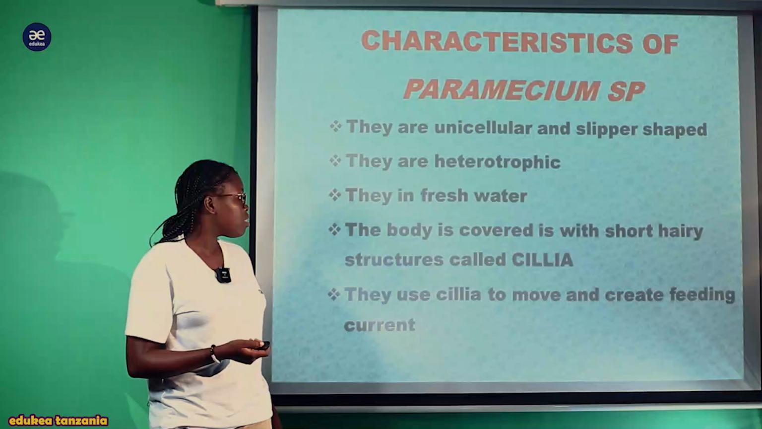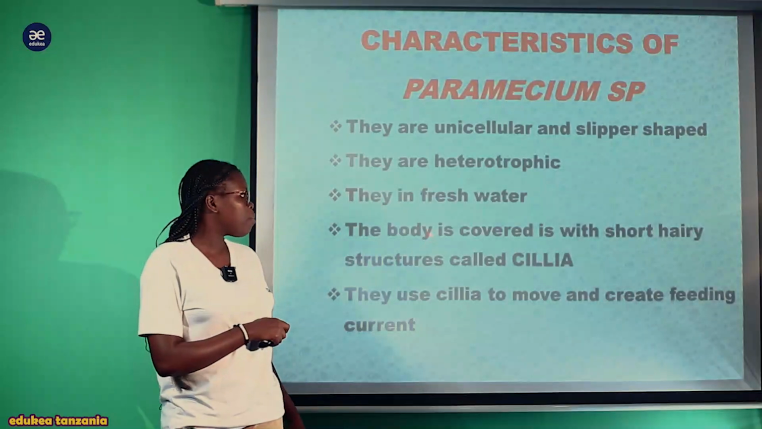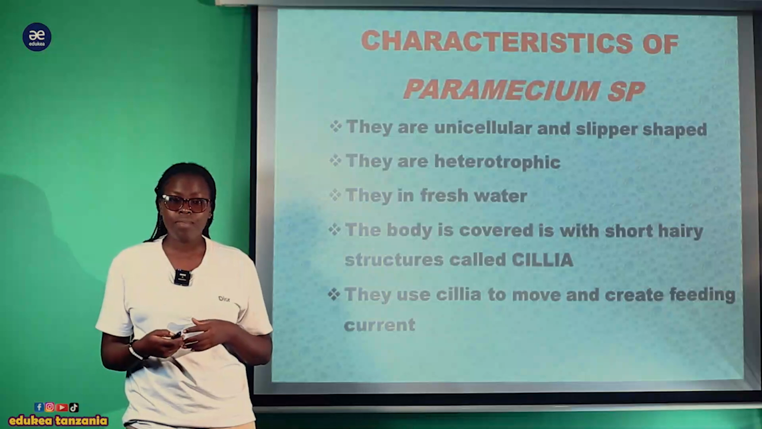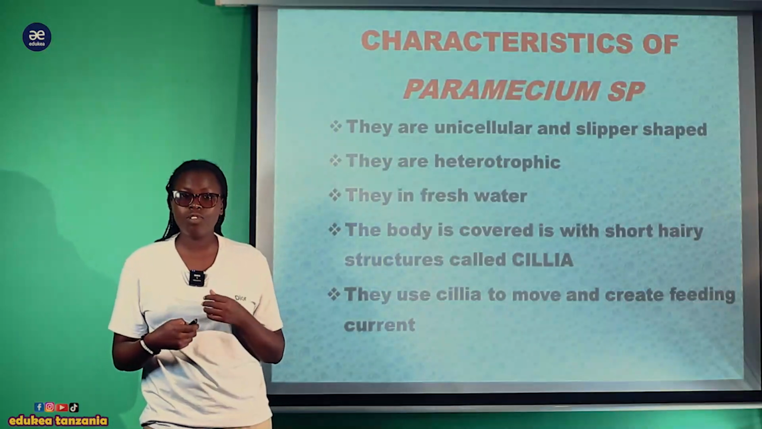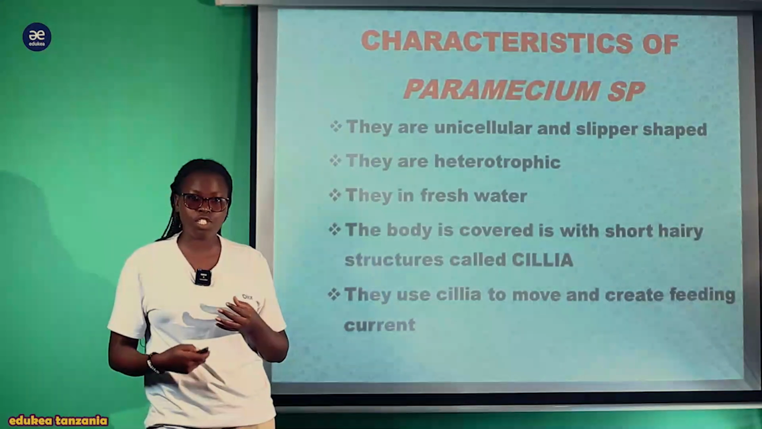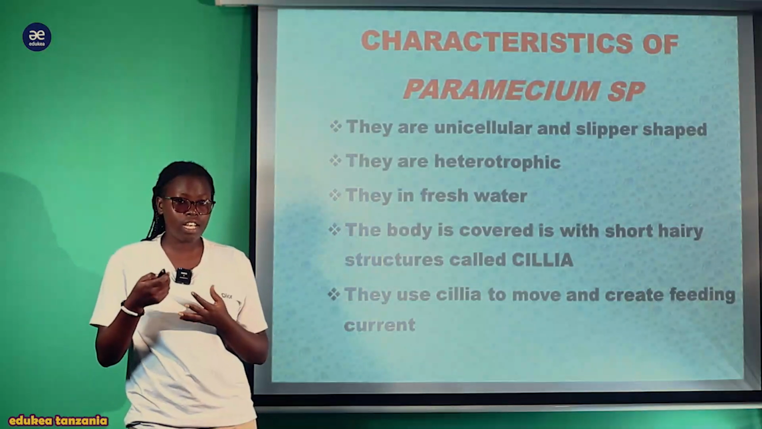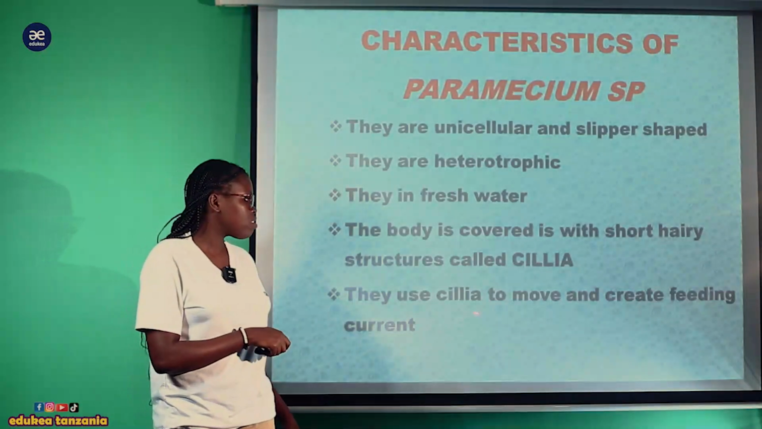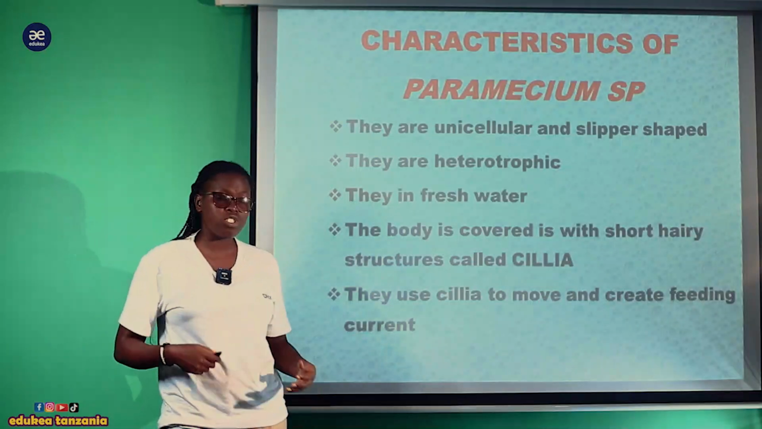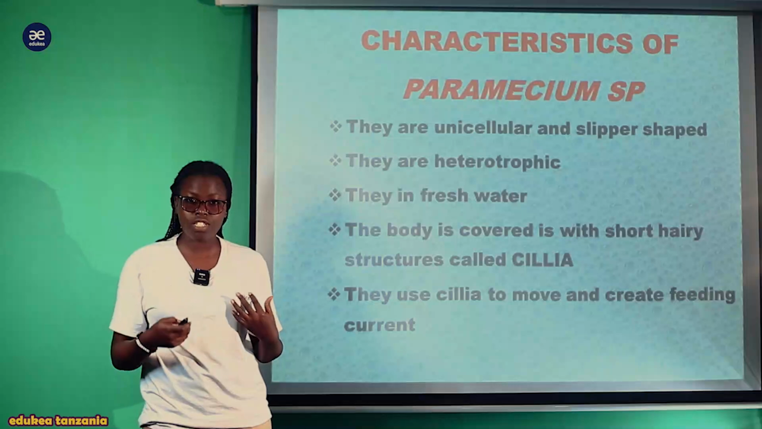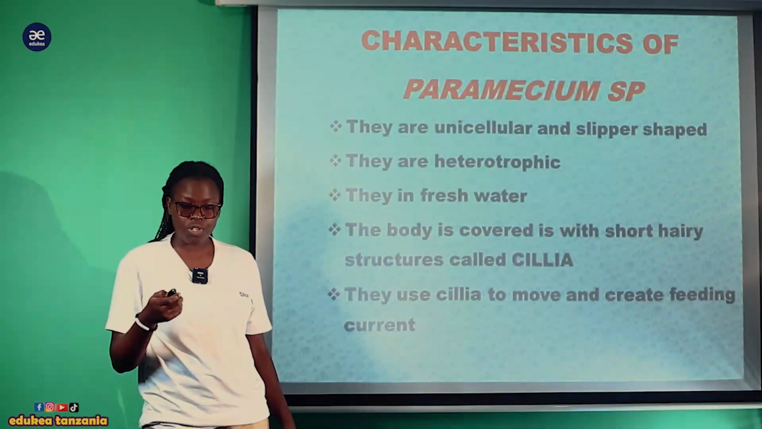Also, the body of this paramecium is covered with short hairy structures called cilia. They have this cilia, or hairy structure, which is used as a medium of attachment to the host cell during feeding, since they are heterotrophs. Also, they use cilia to move and create feeding current. Cilia is used for movement and also for creating feeding current, which is how they feed as heterotrophs.